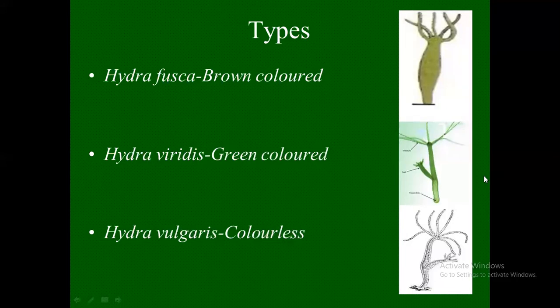Now, types. There are three types of hydra found in our bils, lakes, or rivers. Number one, Hydra fusca. Its color is brown. It is Hydra fusca. Then Hydra viridis. Its color is green. It is Hydra viridis. And Hydra vulgaris. It is colorless. Actually, it is our common Hydra. Hydra vulgaris is found everywhere in our country.